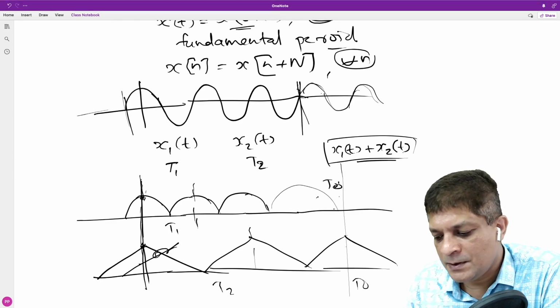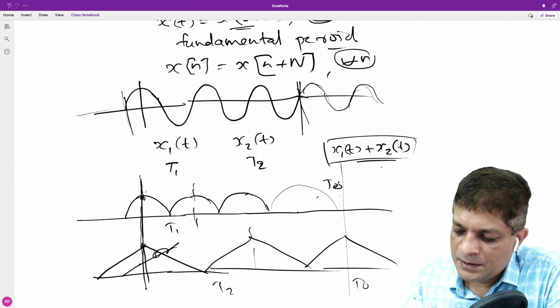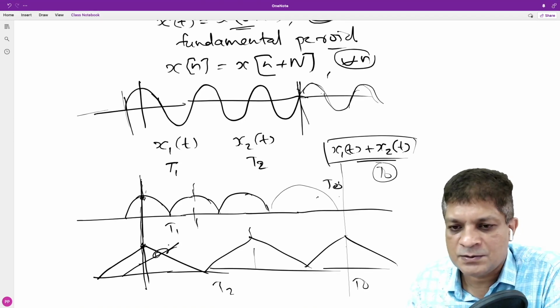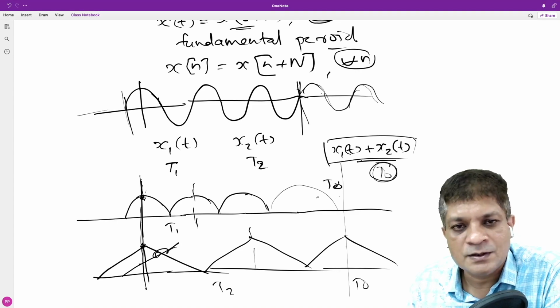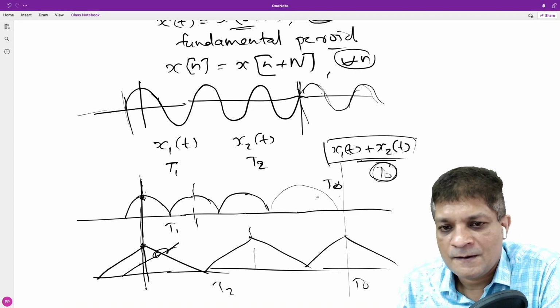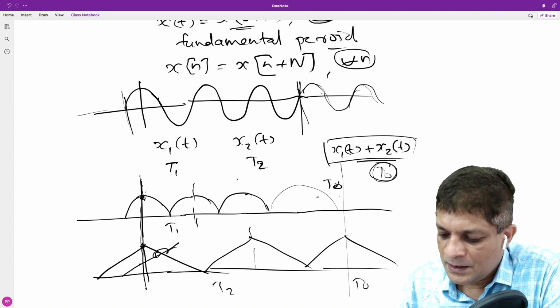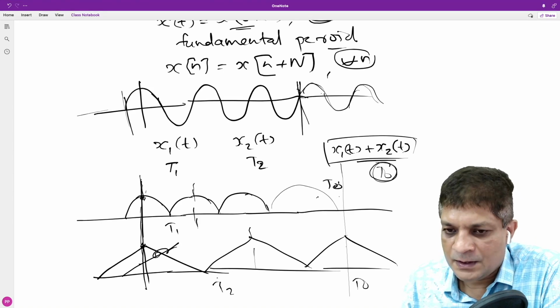If the sum is periodic with the period T naught, then these two signals should also be periodic with that period T naught, isn't it? But their periods are different. One is T1 and the other one is T2.